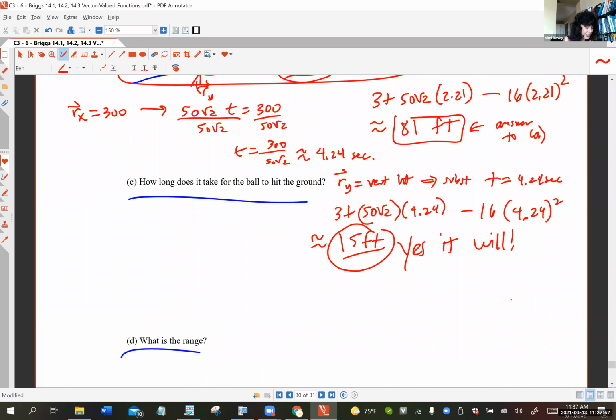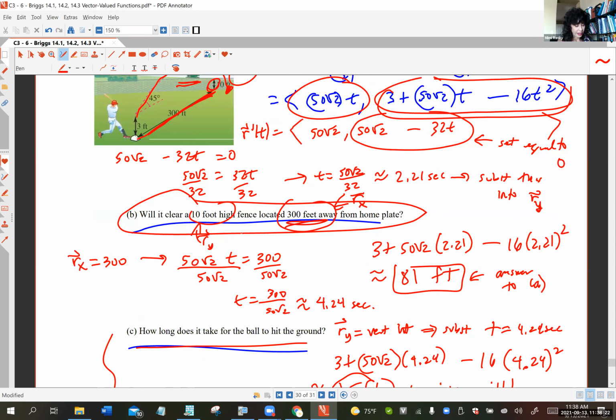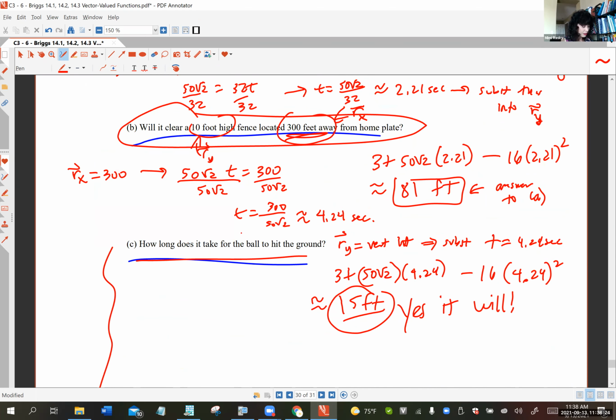So letters C and D are kind of connected, because once we do one, we can quickly finish out the other. Here we go. How long does it take for the ball to hit the ground? Once it leaves the bat, how many seconds do you have to wait till it hits the ground? If you look at our picture, this upside down parabola is going to finally hit the ground. Don't say velocity is 0 when it hits the ground, because that's not true. It's traveling pretty fast when it hits the ground. What is true is that your vertical component, your Ry, is 0. So your vertical height is 0.